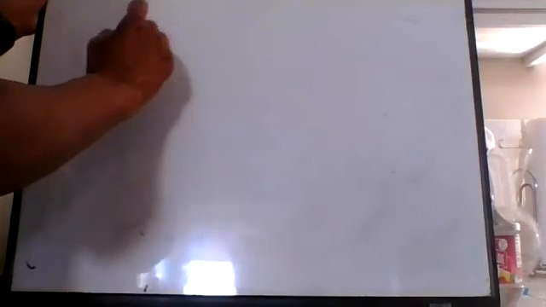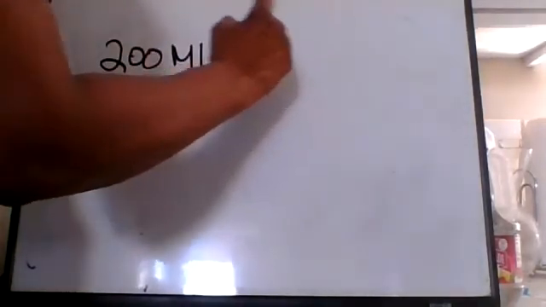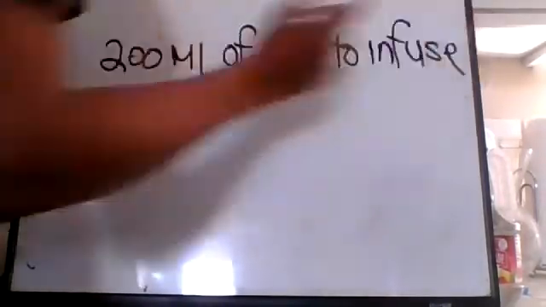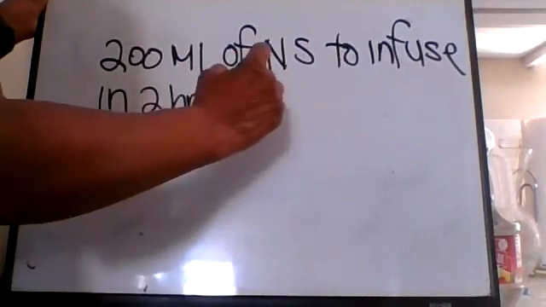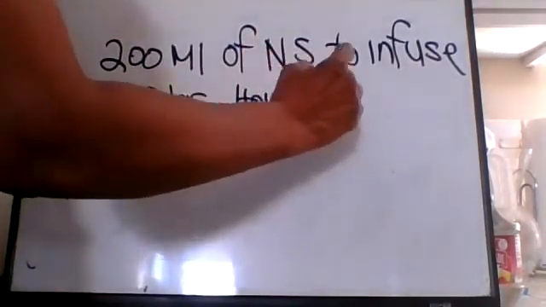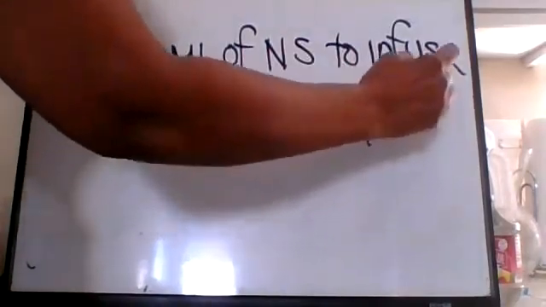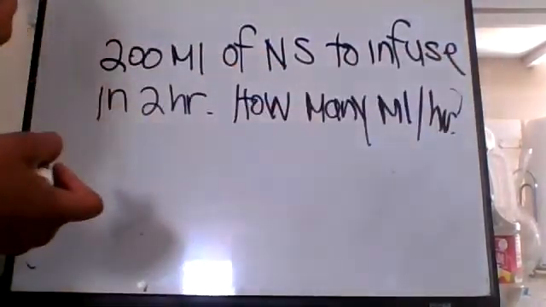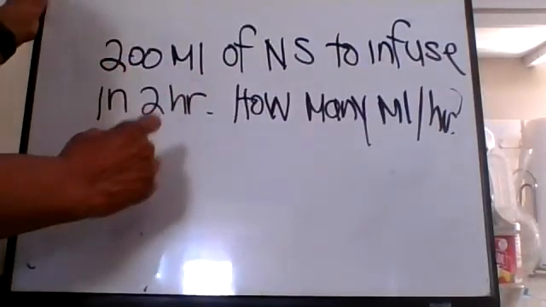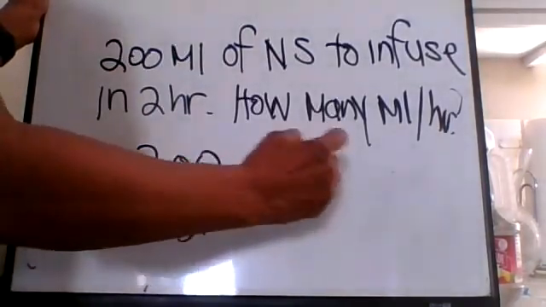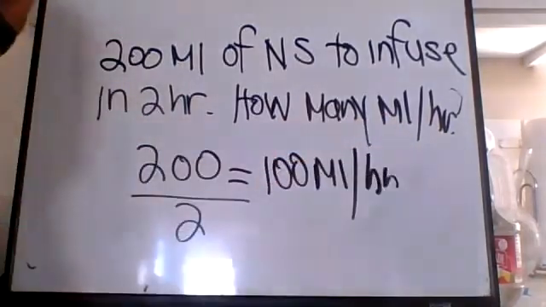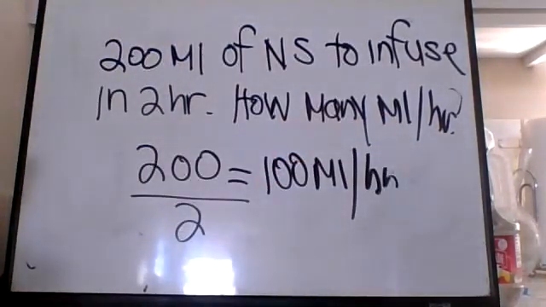Let's do one more. 200 milliliters of normal saline to infuse in 2 hours, right? Easy. Maybe it's a little too easy. How many milliliters per hour? Well, what you think might be easy for someone may not be easy for the next person, right? So the setup is 200 divided by 2 hours, and it's 100 milliliters per hour is the answer for this one.